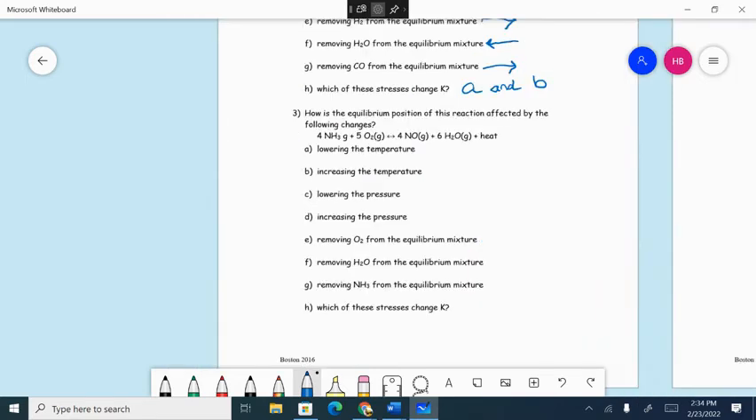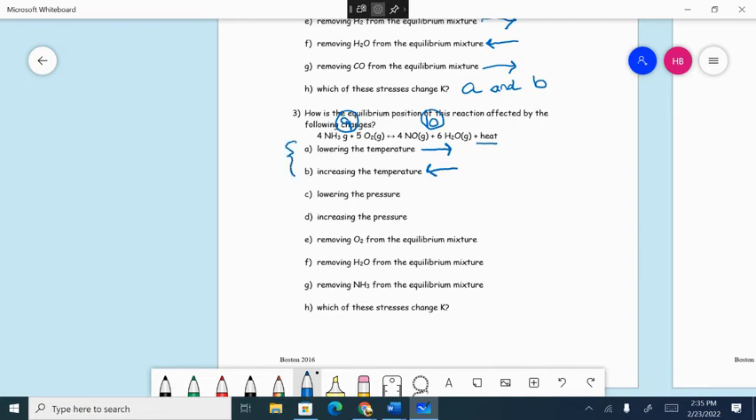Here's an exothermic one. We'll go through this a little bit more quickly. Exothermic means that heat is released. This particular case, we have 9 moles of gas on the reactant side and 10 moles of gas on the product side. When I lower the temperature, it's like removing a product. It'll shift towards the products to compensate that. When I increase the temperature, it's like adding a product. It'll shift to the left.